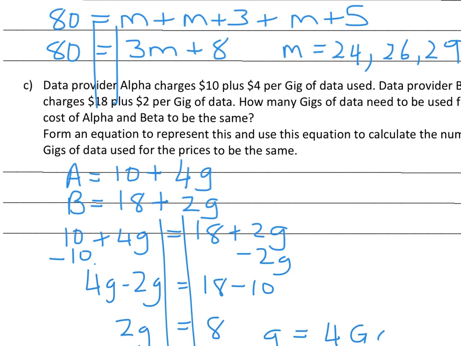Okay, gigs, when they're both the same. And you can double check that. If I look at A, if I put this back in to double check, 4 times 4 is 16, plus 10 is 26. And in B, 4 times 2 is 8, plus 18 is 26. It's both the same.